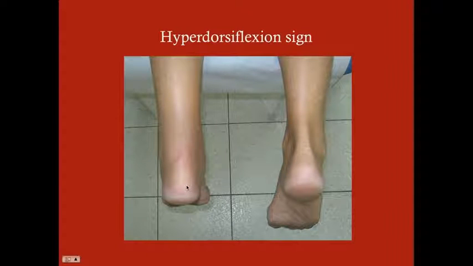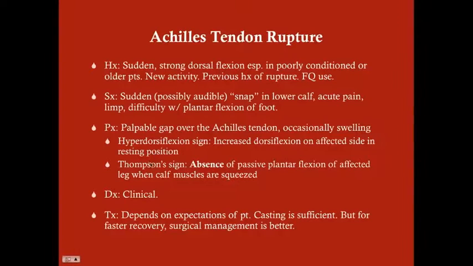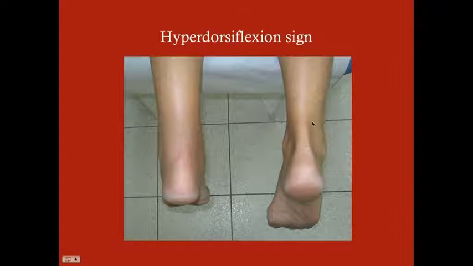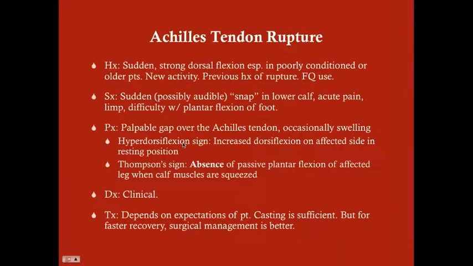Okay. So another thing that you can see on physical exam, of course, is a palpable gap over the Achilles tendon. So if you were feeling over this patient's right Achilles tendon, it would feel normal. If you were to feel over their left Achilles tendon, a lot of times you'd be able to feel the tendon, but then you'd appreciate a little gap where you can't feel the tendon anymore. And then as you move down inferiorly, you'd be able to feel the tendon again. So you may be able to feel a palpable gap.